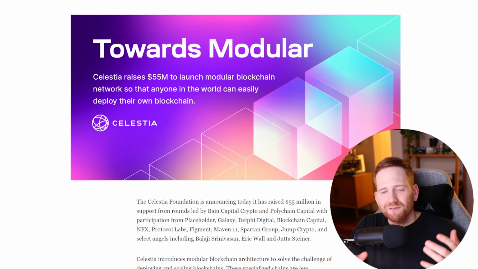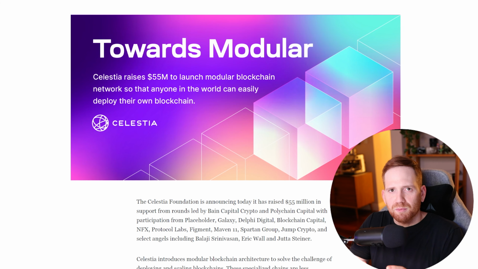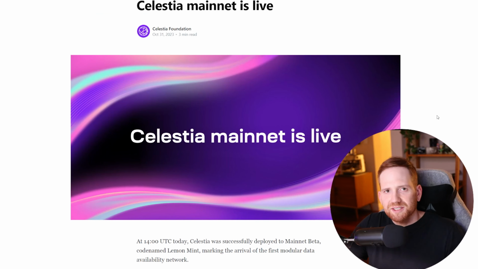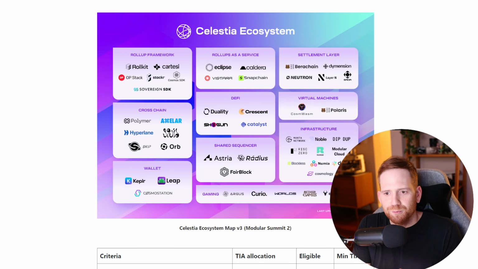Celestia has raised over $55 million to build this modular blockchain from Jump Capital, Polychain, Spartan Group, right? And just so many top tier investors are in on this project. Celestia went live with its mainnet just this past October, so it's only been live less than a few months, and it's already been adopted by so many different projects. And Celestia has a massive ecosystem being built around it.